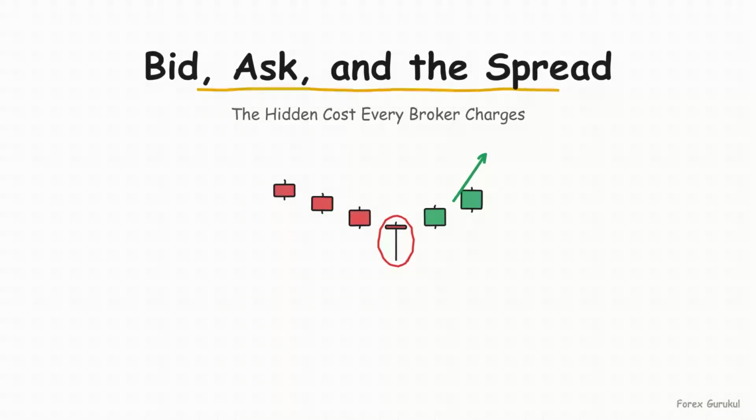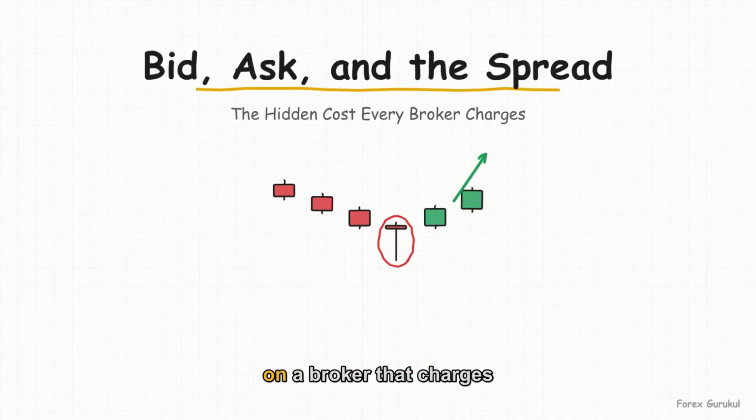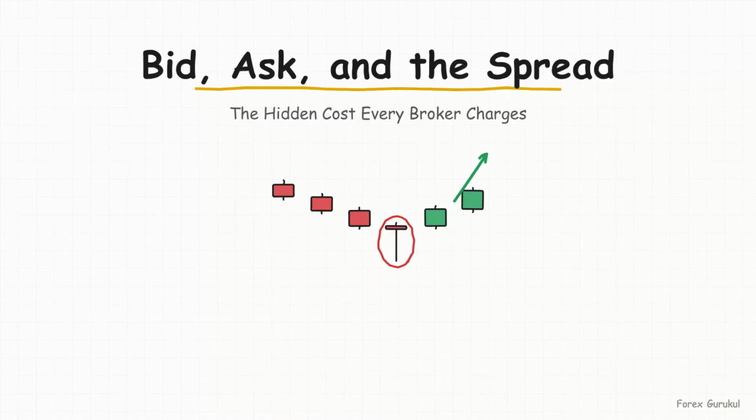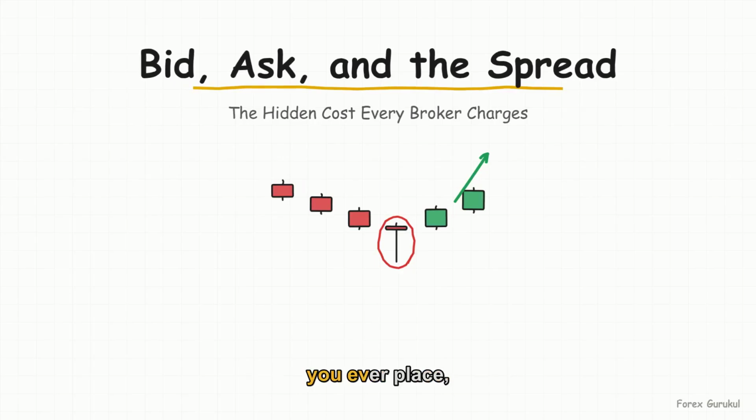There is no glitch. What just cost her $12 on a broker that charges zero commission is something every single Forex trade carries, whether you notice it or not. The gap between the price you buy at and the price you sell at. If you do not understand that gap, you will misread every trade you ever place, starting with your very first one. That gap is what this video is built around.